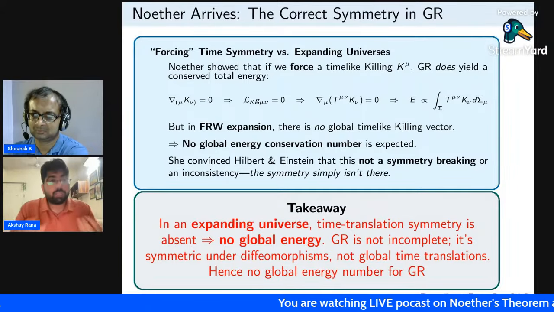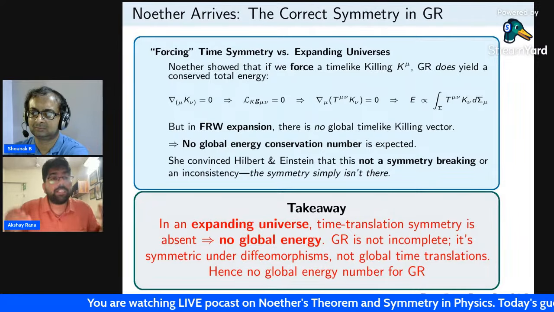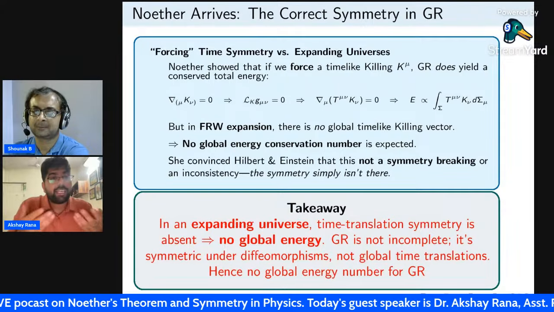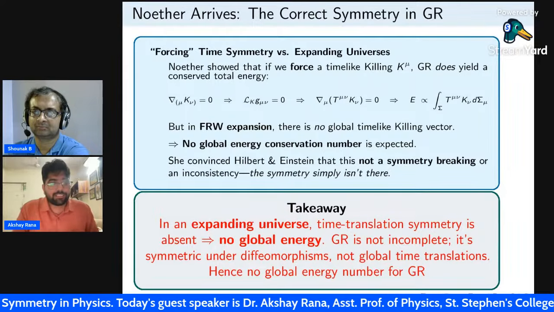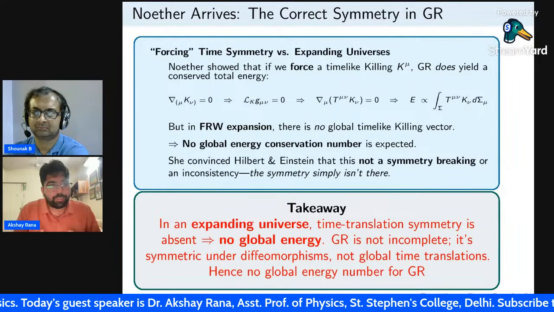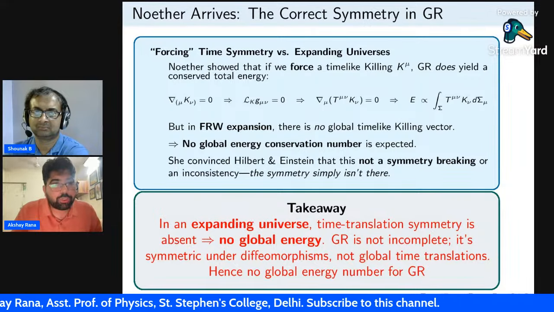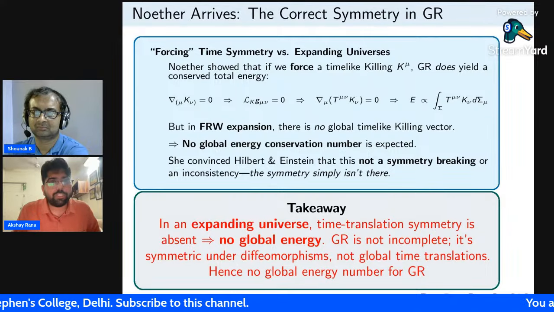It's not broken. Symmetry is not broken. It is a theory which naturally doesn't have a time translational symmetry. And because it doesn't have a time translational symmetry, that's why the energy is not conserved. And that's why, when you talk about the expanding universe and the complete universe, it's a very absurd question to ask under GR, at least I'll say, what is the total energy of the universe?